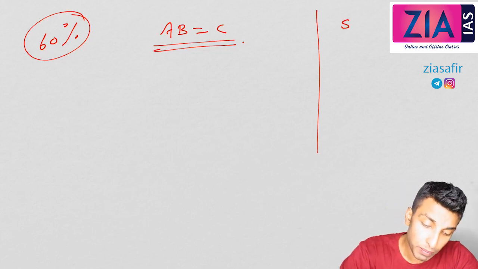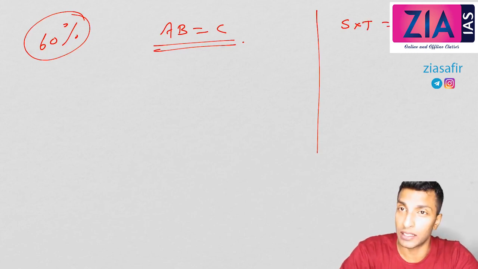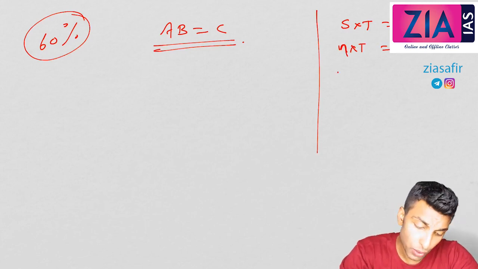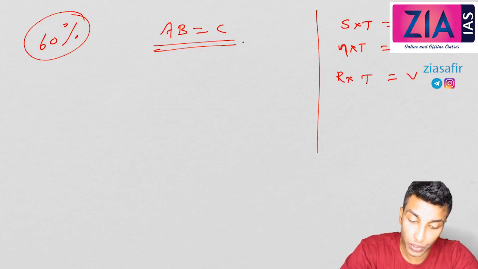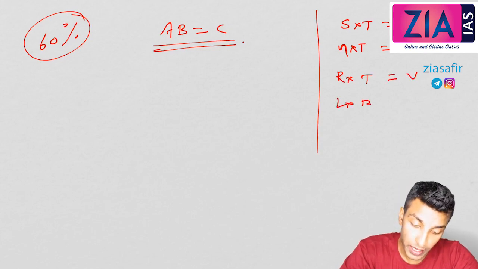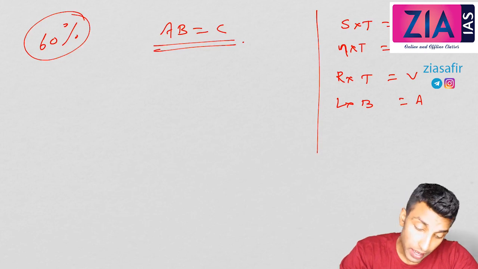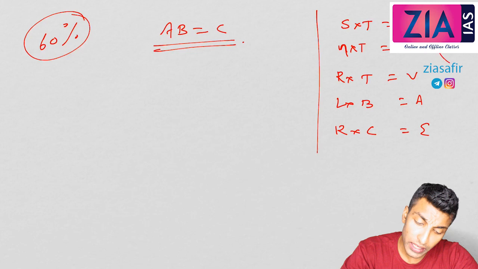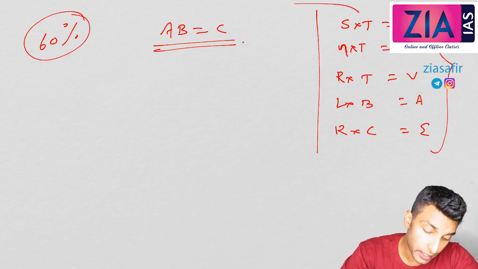For example, in speed, distance, time, speed into time is equal to distance. Similarly, efficiency into time is equal to work, and rate of flow into time is equal to volume, length into breadth is equal to area. Rate into consumption is equal to the expenditure. So all these you can connect to this.